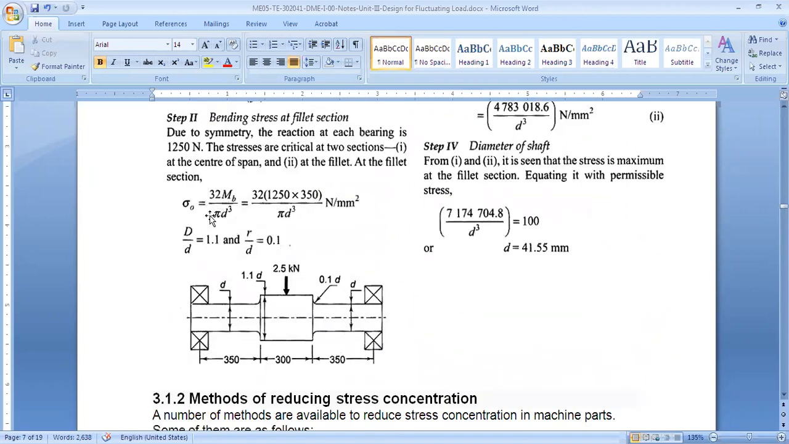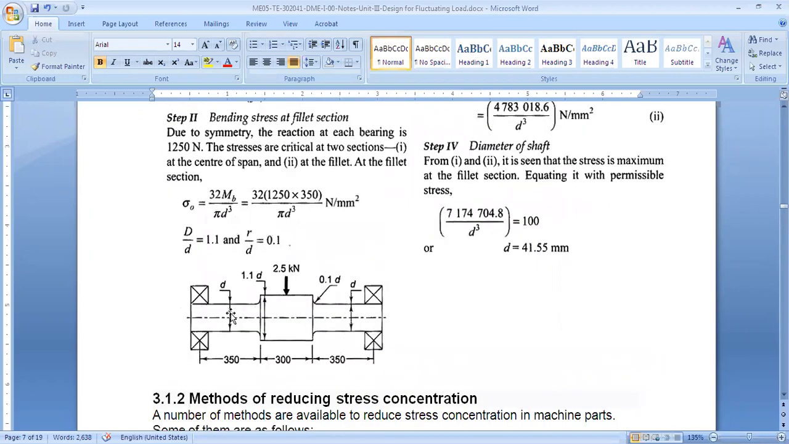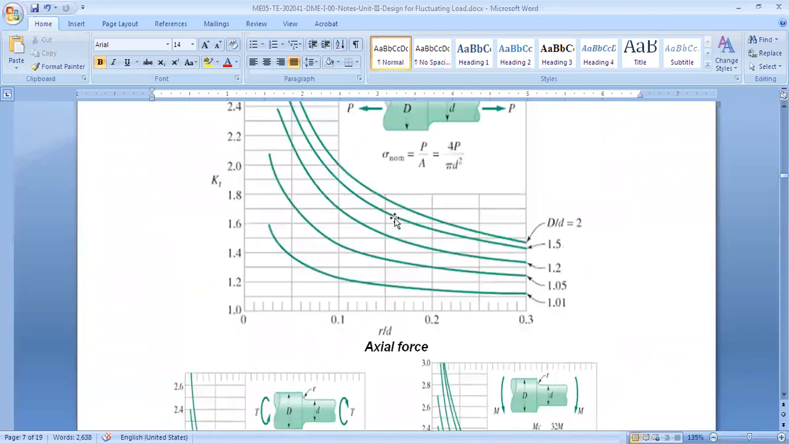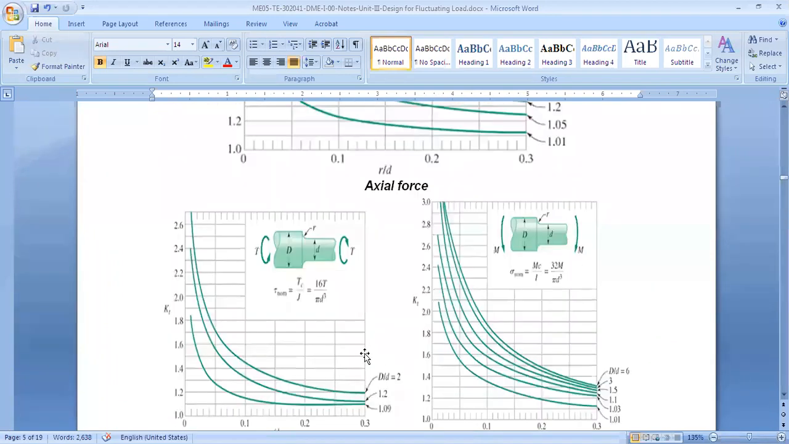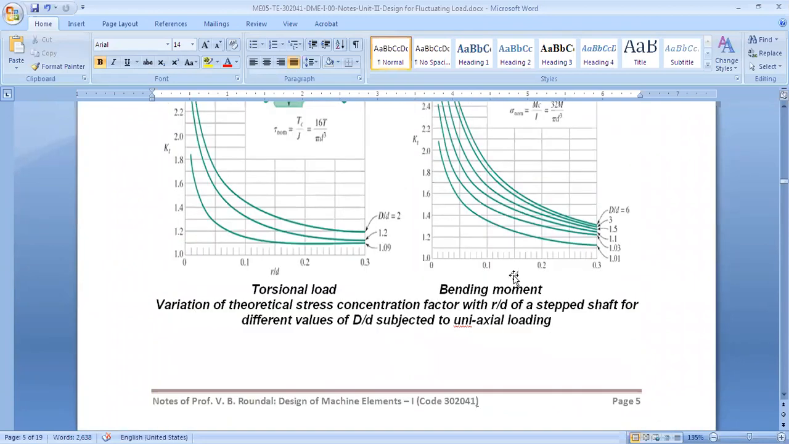For this, see what is the KT, the stress concentration factor? How to find that? We have this graph. Now this is a graph for tensile load. This is for axial force, this is for torsion, and this is for bending moment. We need to know two things: capital D by small d, that means larger diameter and small diameter, and R, the radius of the fillet. Then we need to know R upon D.